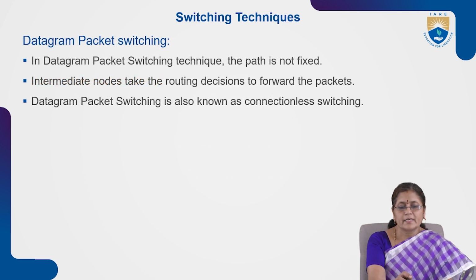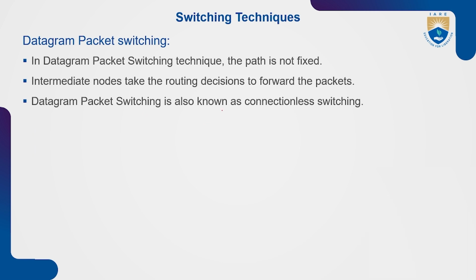In datagram packet switching, the path is not fixed. So intermediate nodes take the routing decisions to forward the packets. Datagram packet switching is also known as connectionless switching.